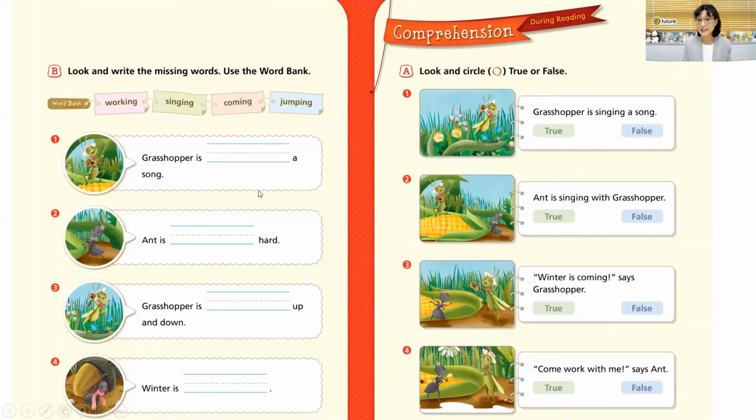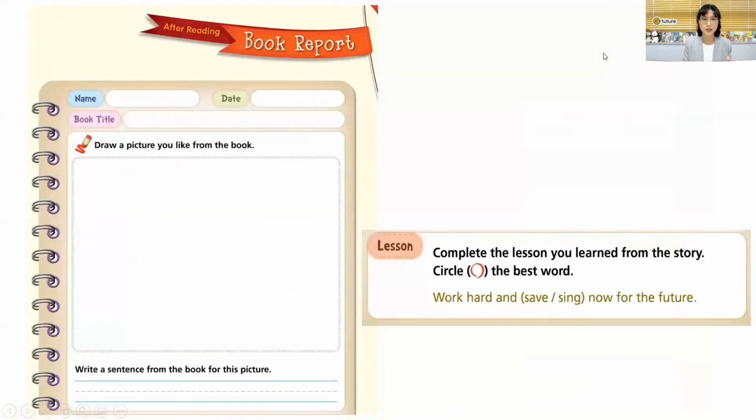So you are completing the sentence. Grasshopper is blank a song, right? So what can go there? Singing, okay? And this is another during reading activity. This is a comprehension activity, true or false, right? Grasshopper is singing a song, true or false. So you can check students' comprehension.